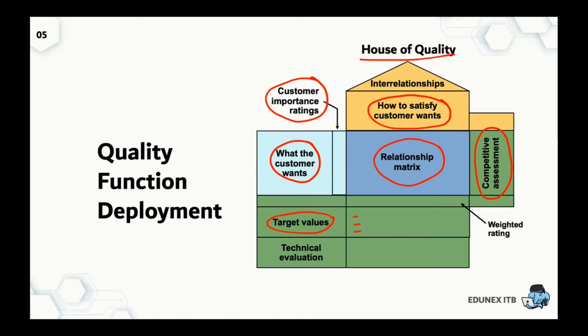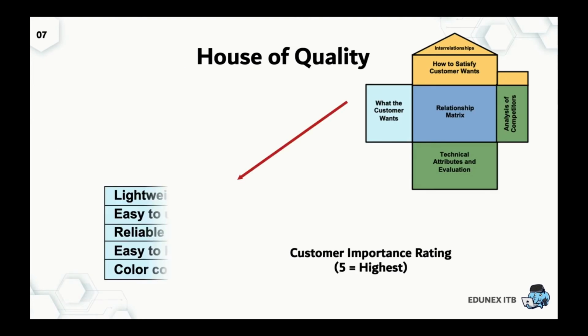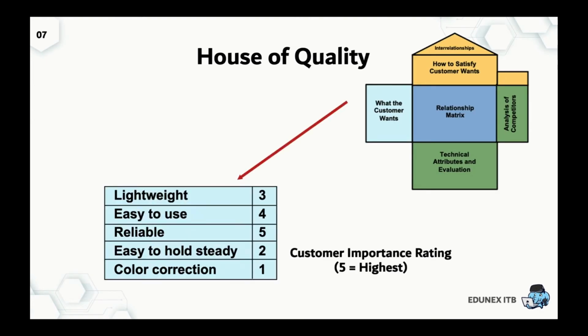Let's see the implementation of this method in detail. So we want to design the SLR camera. Consider we want to design the digital camera using the house of quality. From the beginning, we ask the customer what they want, and they rate each one. So 5 is the most important one.